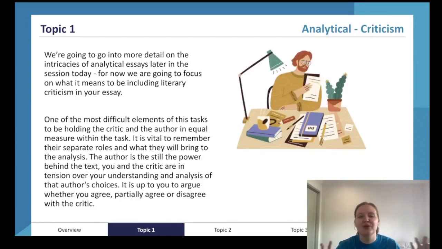All right, so one of the most difficult elements of this task, the element that I think makes it worthy of being a senior task, is having to hold the critic and the author in equal measure. So it's vital to remember that those are separate roles. They are not one and the same. They're not mutually exclusive. The author is still the power behind the text. You and the critic are in tension over your understanding and analysis of the author's choices. So it's up to you to argue whether you agree, partially agree, or disagree with the critic.